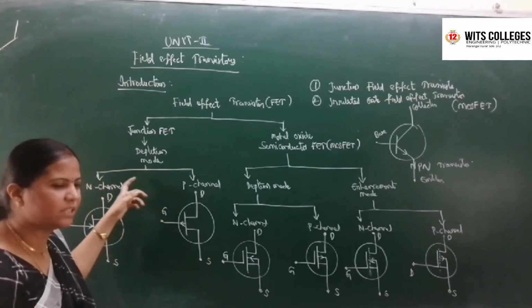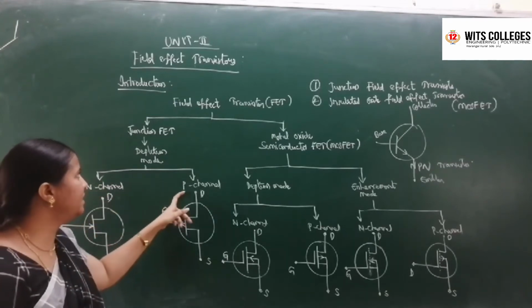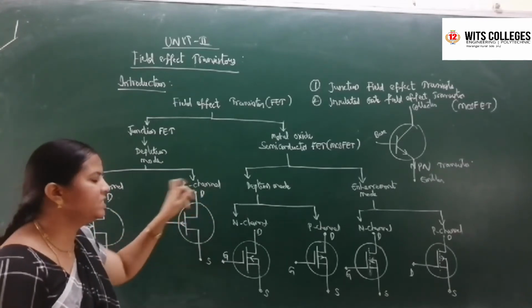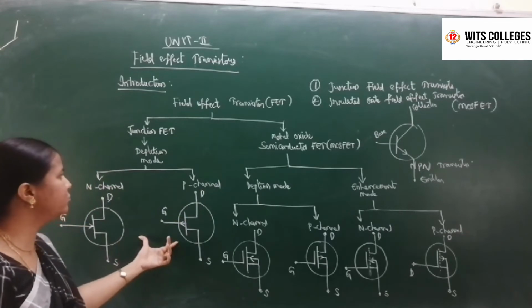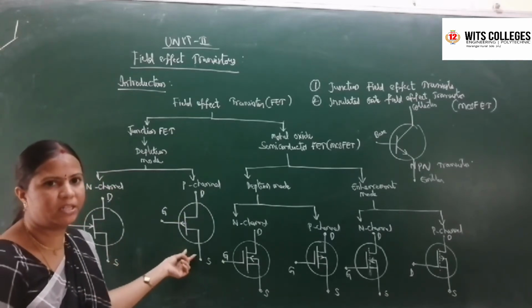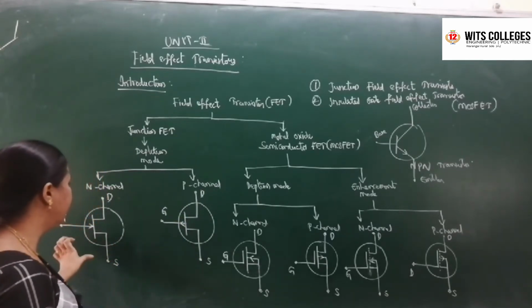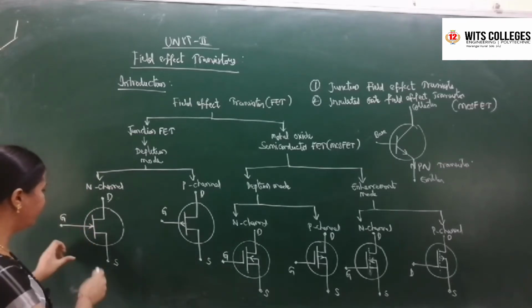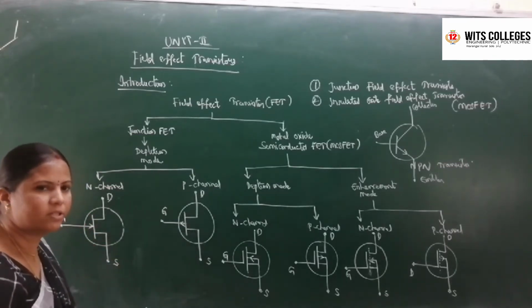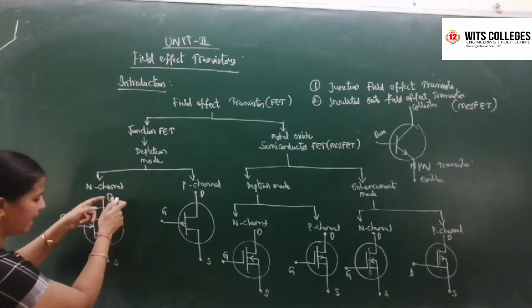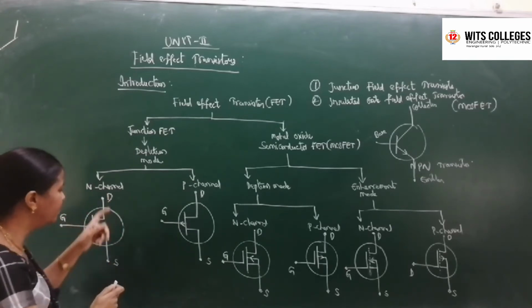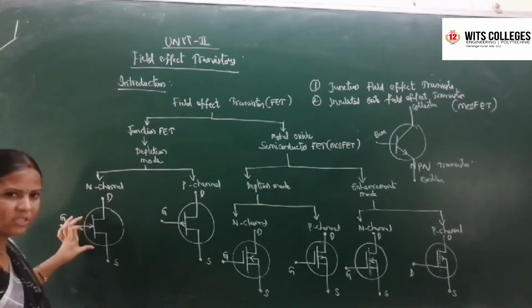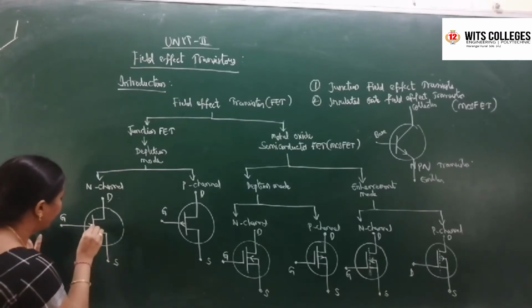So again, this is classified into two types: N channel JFET and P channel JFET. These are the symbols of N channel JFET and P channel JFET. These are very important symbols. So coming to the N channel JFET, in a FET you have three terminals. What are those? Gate, drain, source. If you observe this symbol, the arrow mark is inside.